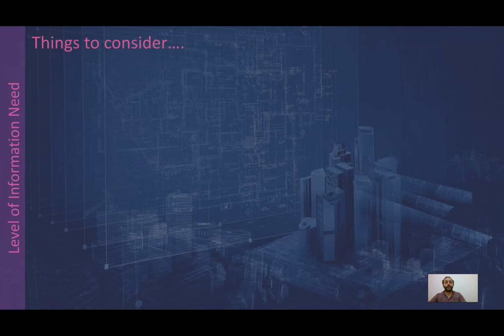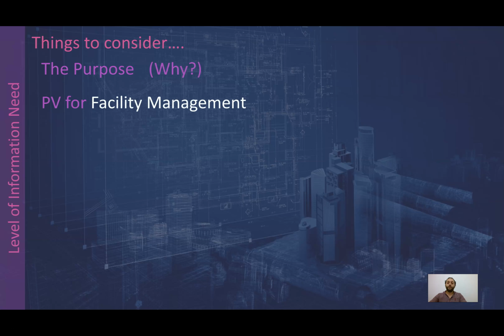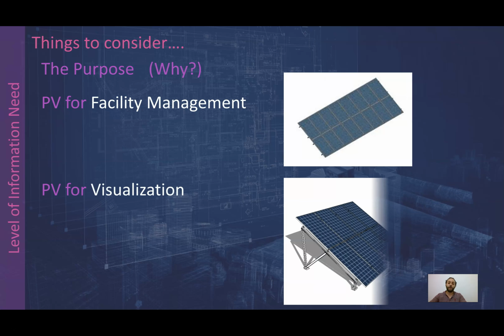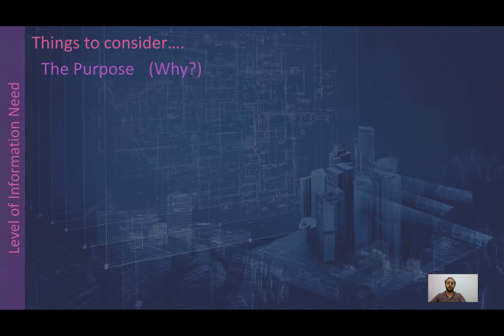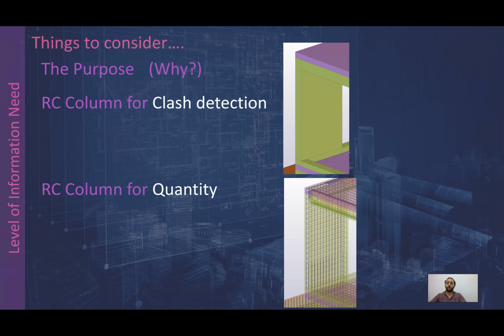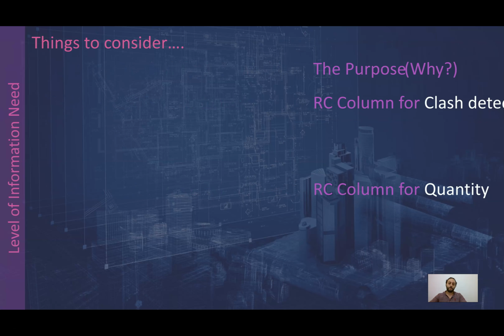There are 4 things to consider when we specify the level of information need. First thing is the purpose. What is the purpose of the information? So PV for facility management could be simple, but PV for visualization purpose could be detailed. RC column for clash detection purpose could be simple, but RC column for quantity takeoff could be detailed.